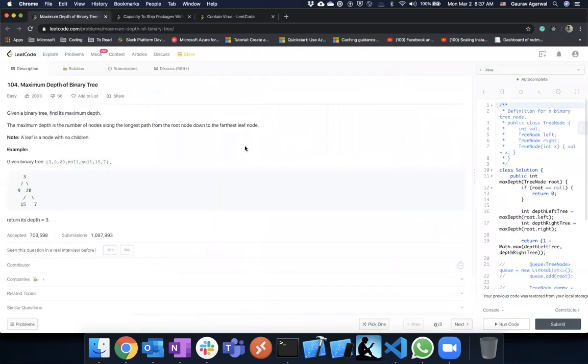Okay. So given this easy question, they already have a definition of depth. Depth is the number of nodes.